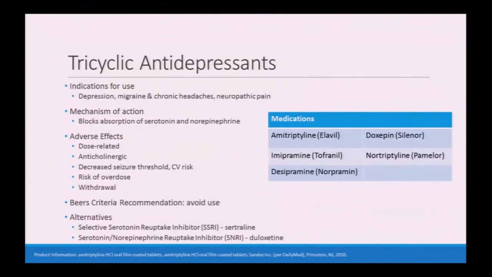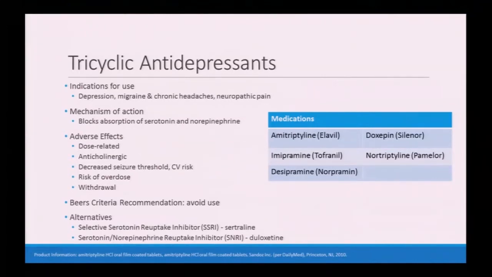For our tricyclic antidepressants, they're typically used for depression, migraine, chronic headaches, and neuropathic pain. They block absorption of serotonin and norepinephrine. Their adverse effects are dose-related, so typically the higher the dose, the more adverse effects you see. Mostly anticholinergic effects are seen with these medications, but they can also decrease the seizure threshold and increase your cardiovascular risk by causing arrhythmias and QT prolongation.